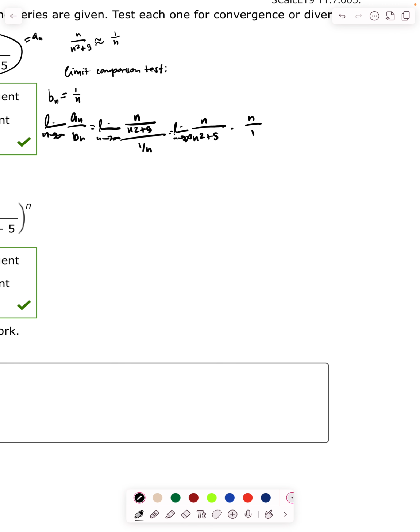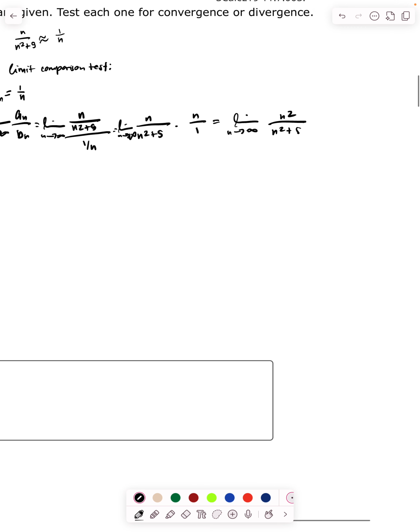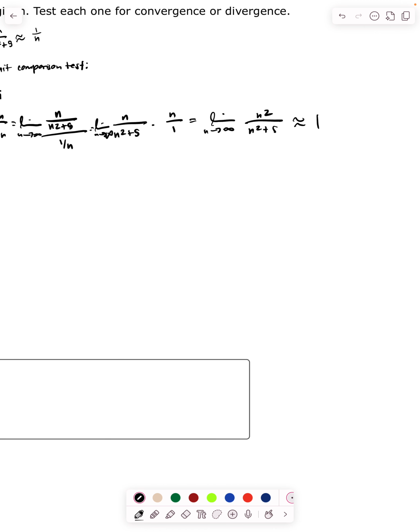Okay, so this is what I have. I'm going to simplify this further. The limit as n goes to infinity of n squared over n squared plus 5 is approximately equal to 1, right? Because when we take the limit, we compare the higher order terms and just take the coefficients. Both of these are n squared, so the rate at which they're increasing is the same. We can cancel these out and take the ratio of their coefficients. So the limit is 1.